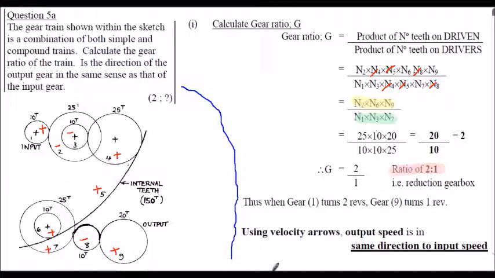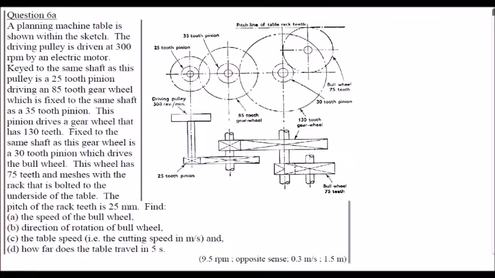So same direction between the input and the output. Question 6 I'd like you to have a go at. This time you have got the diagram. It's a complicated diagram, isn't it? But again, if you break it down like you have the previous question, it's a very similar kind of question.